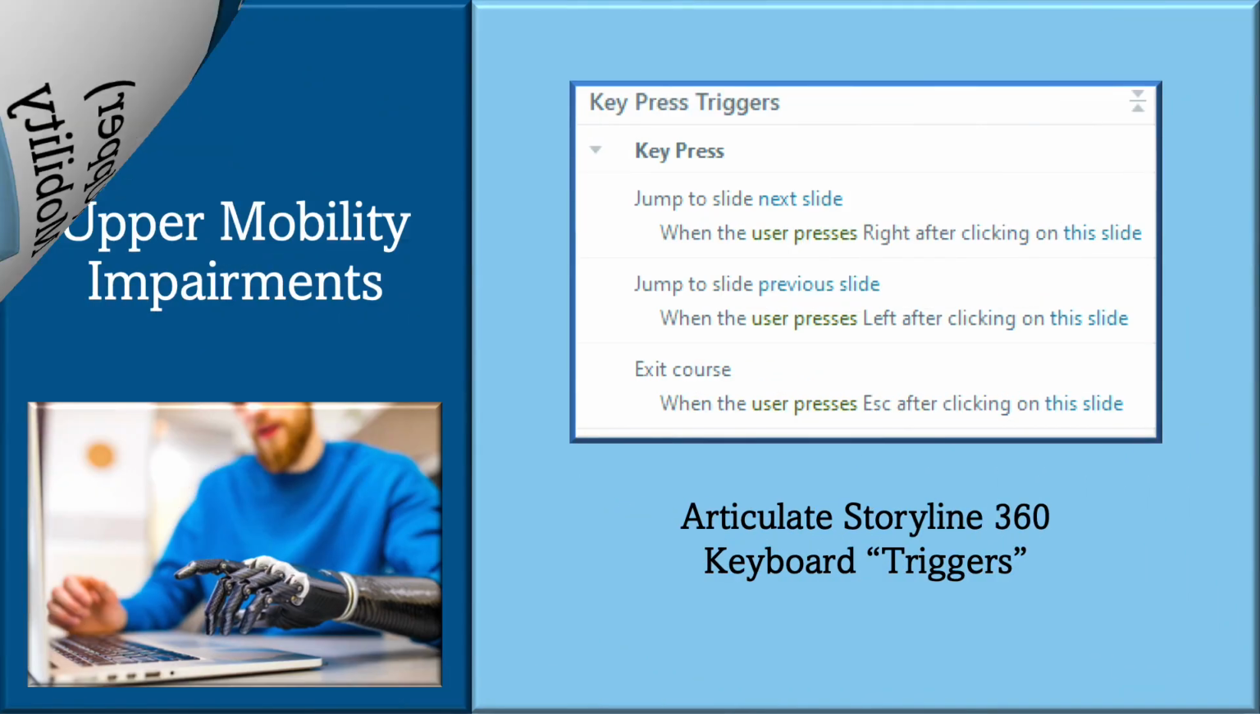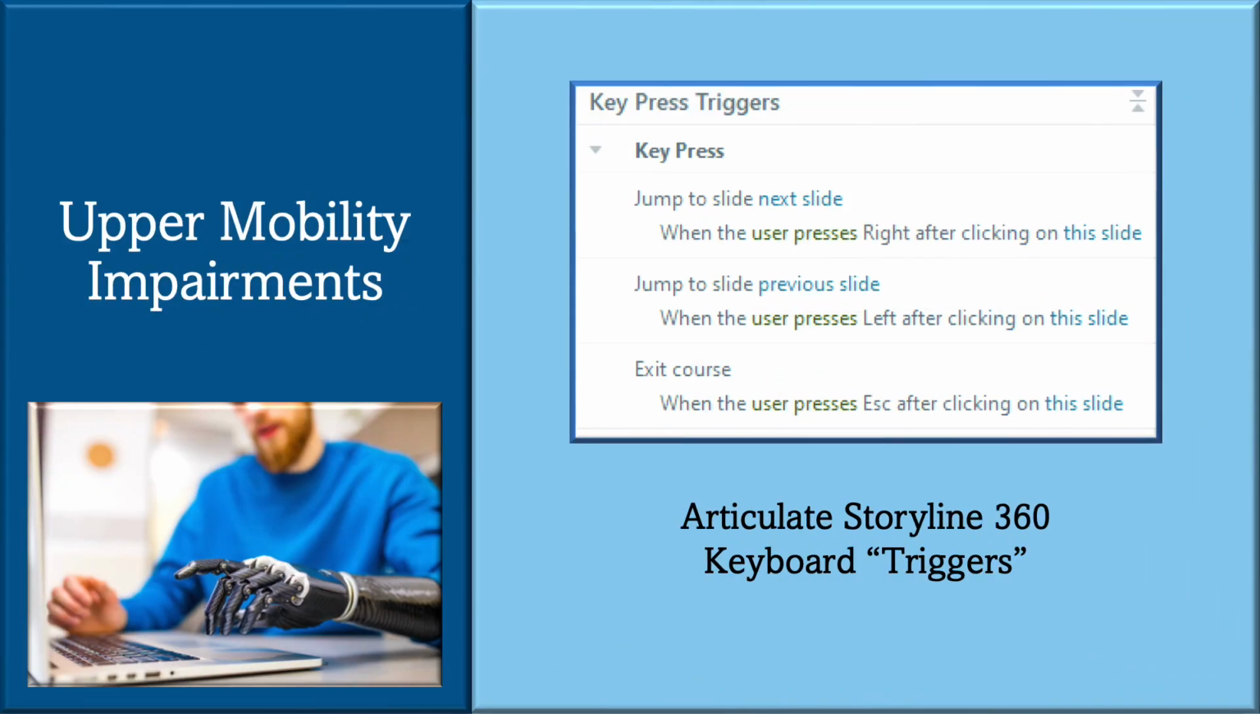Upper mobility impairments. For upper mobility impairments, Articulate Storyline 360 allows designers to set triggers so a keyboard can be used to navigate through the program. For instance, clicking the left and right arrows will allow users to move forward and backward, and clicking the Escape button will allow users to leave and close the program.